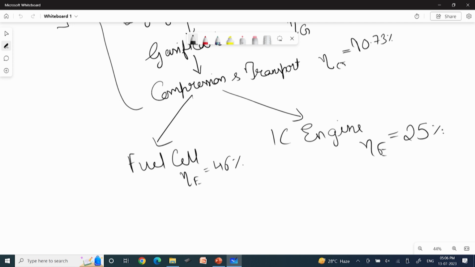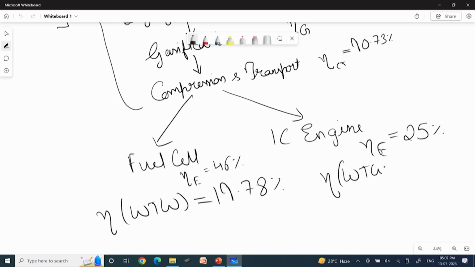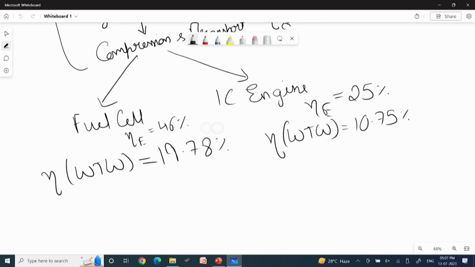And finally the well to wheel efficiency, if I talk about it, would be around 90.78%, and for an IC engine the well to wheel efficiency would come around to be 10.75%. So we see that the well to wheel efficiency, if I am going towards a fuel cell, is almost similar to the earlier cases, roughly around 20% or so.